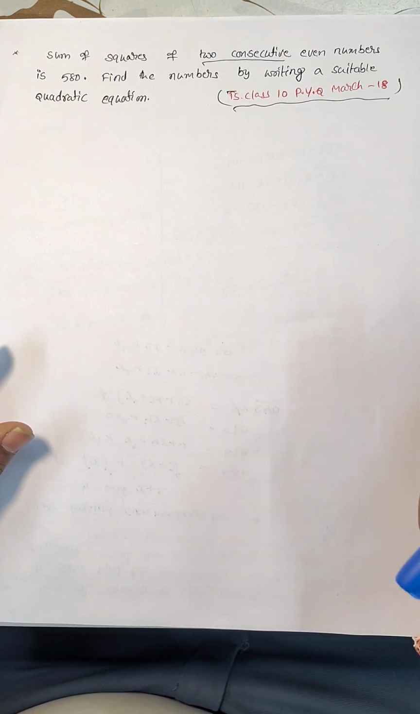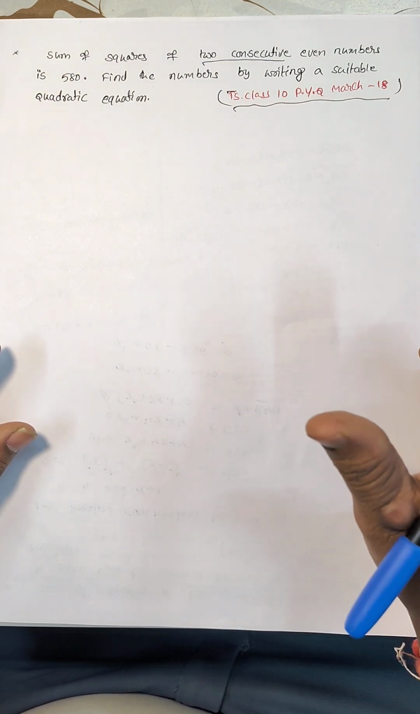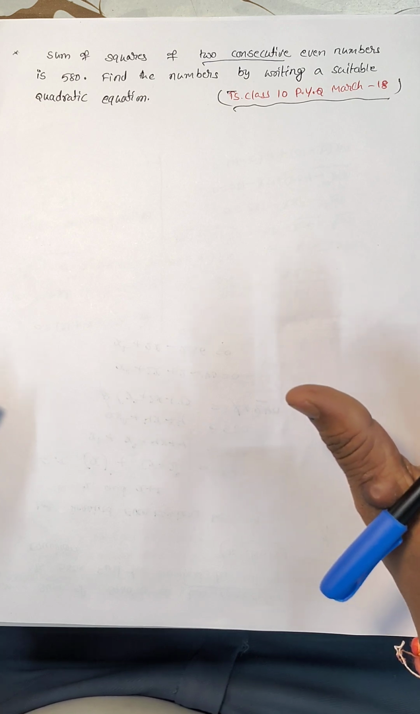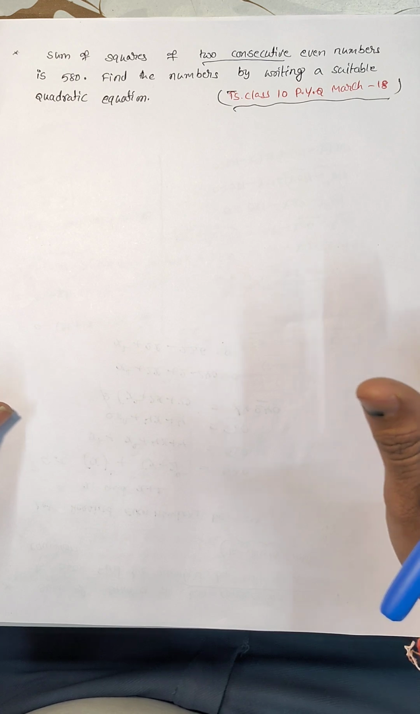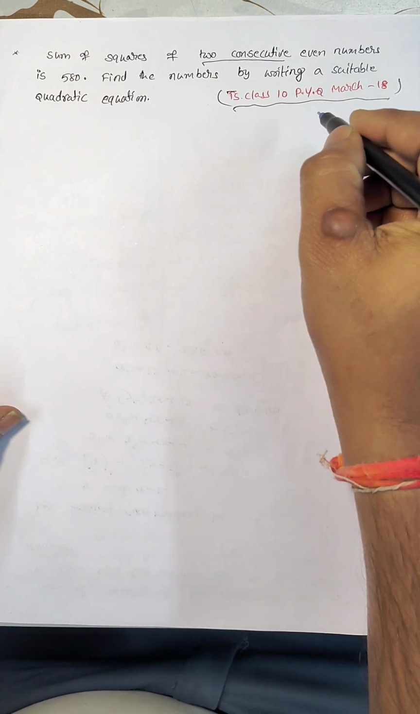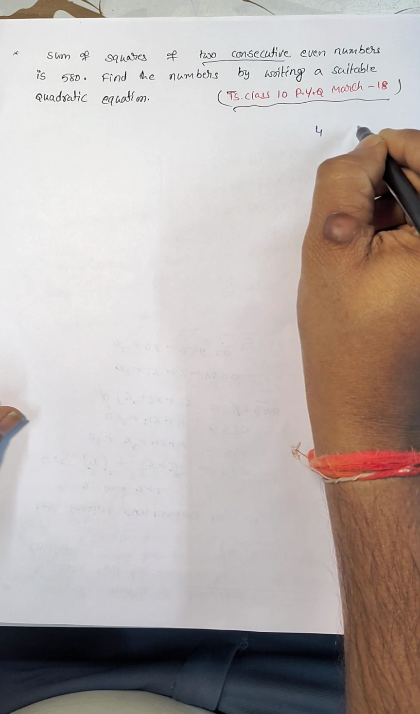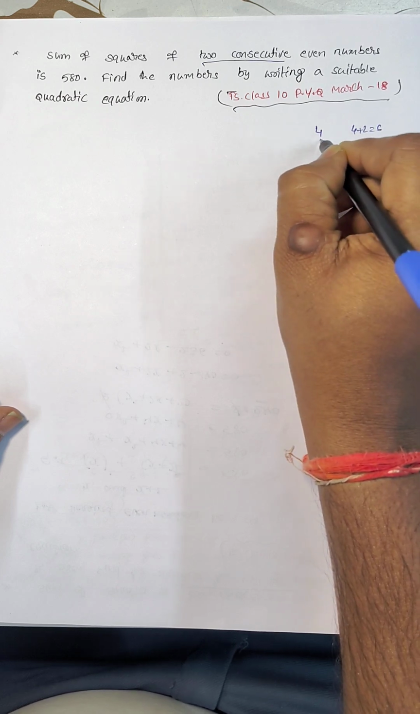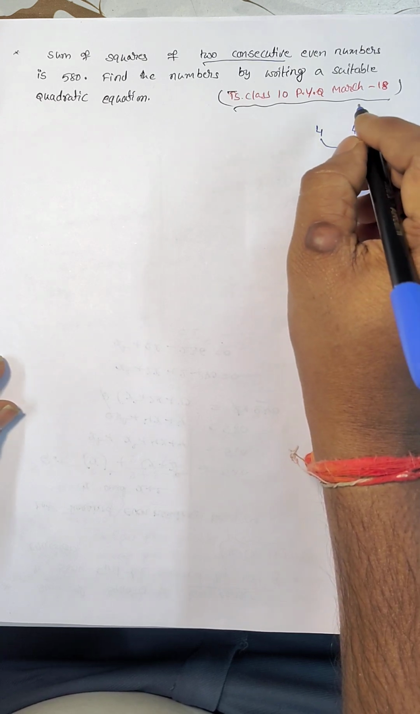The even numbers which come one after the other are known as consecutive even numbers. And here there is an important property related to consecutive even numbers. There is a constant difference between the two consecutive even numbers, that is 2. If I take an example of an even number as 4, its next consecutive even number will be obtained by adding 2 to it, that is 6. That means the difference between the two consecutive even numbers is always 2.